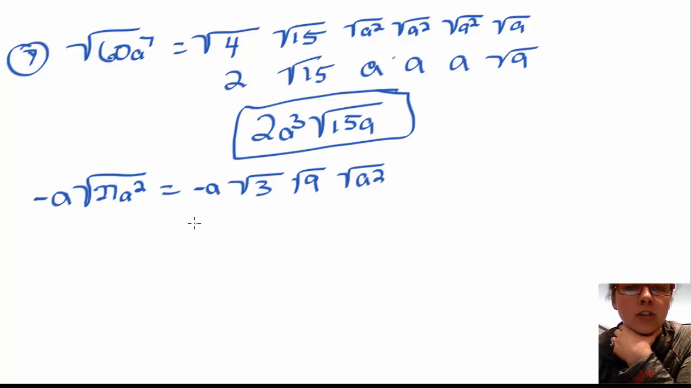So when you come down here, you still have your negative a. Square root of 3 would stay that way. Square root of 9 is 3, and the square root of a squared is a. So on the outside, you're going to have negative a. Whoops. Let me put the 3 first.